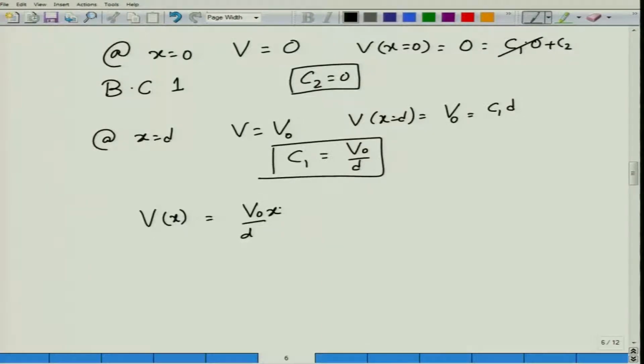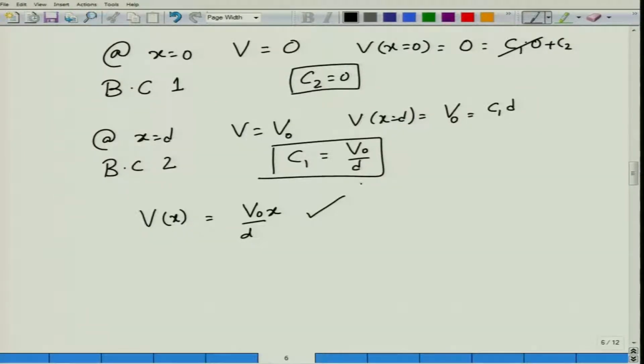Does it satisfy the two boundary conditions? The potential V of x that we have written, does it satisfy the boundary conditions? Yes. At x equal to 0, this right hand side quantity V0 x by d is 0, and at x equal to d, this right hand side quantity is equal to V naught, which is what we have for the upper conductor or the top conductor. Okay. I have now found V of x.